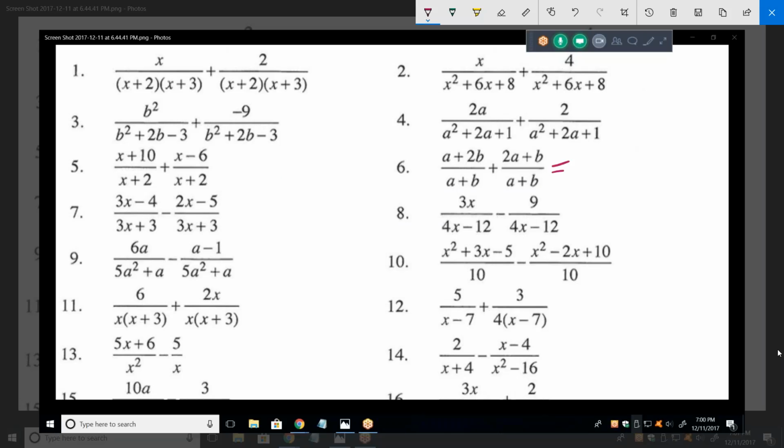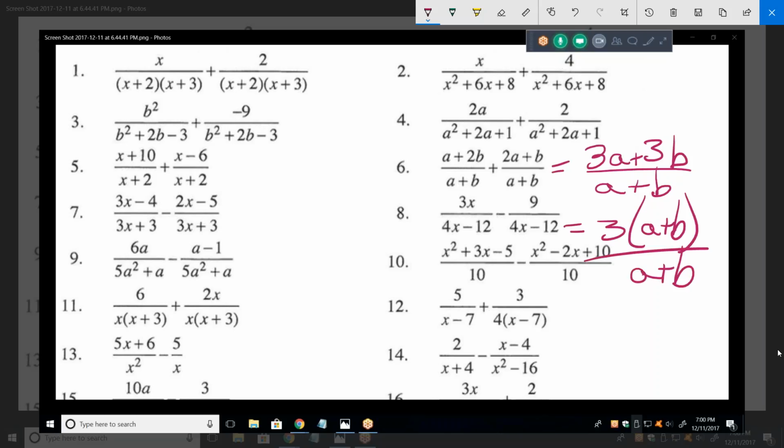What's the denominator here? A plus b. What's the numerator? 3a plus 3b. Is that the final answer? No, you factor out the 3, so it's 3 times a plus b over a plus b, and then that cancels, and it's just 3.